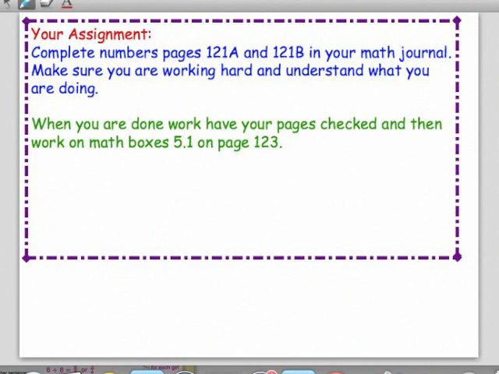When you get done, make sure you have your pages checked by me or Mrs. Conrad, and then go ahead and work on math boxes 1.5 on page 123. Okay? All right, good luck, everybody. Thanks.